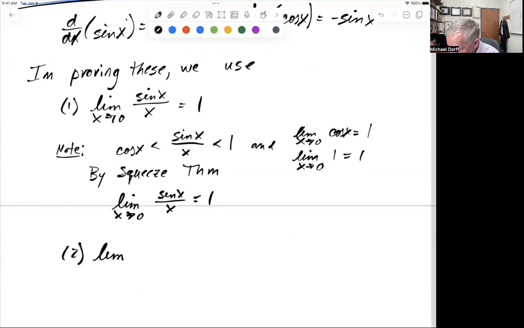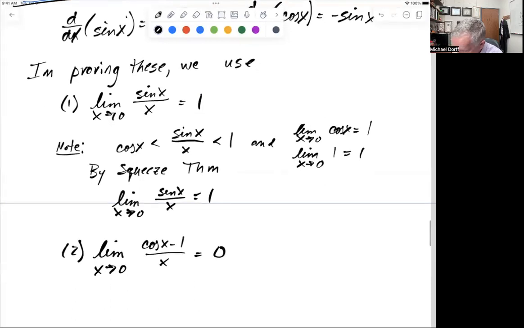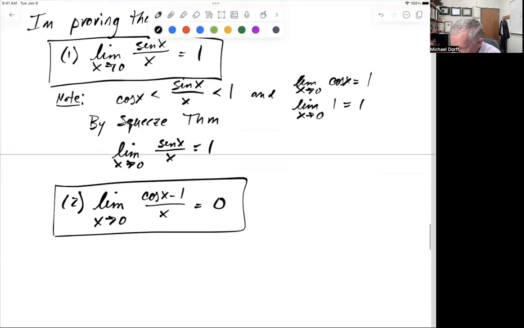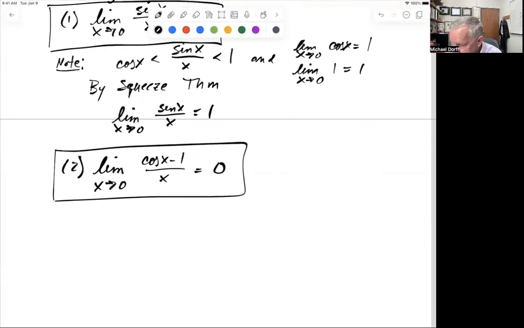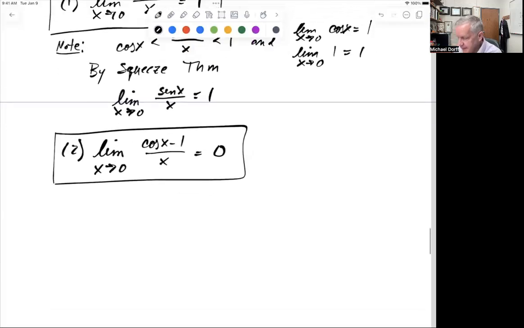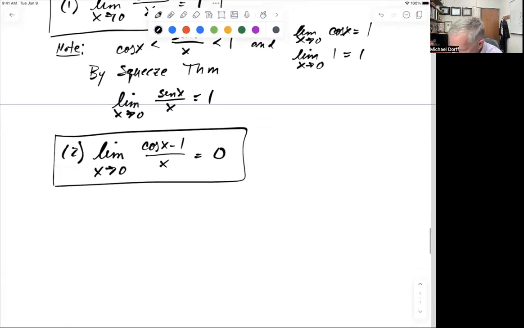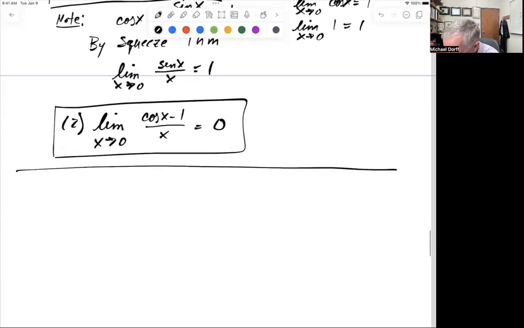The second one is the limit as x goes to 0 of cosine x minus 1 over x, which is going to equal 0. In the notes, I show you how you can prove that one. I'm not going to do that right now. Instead, I'm just going to go over some examples of how these two limit properties are used in some of the homework, so that you'll be able to do those. Okay, so some examples of using these limit laws.